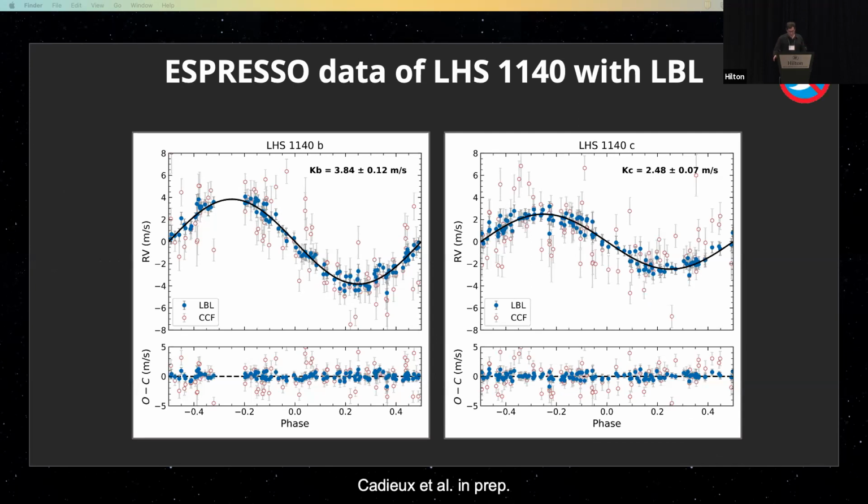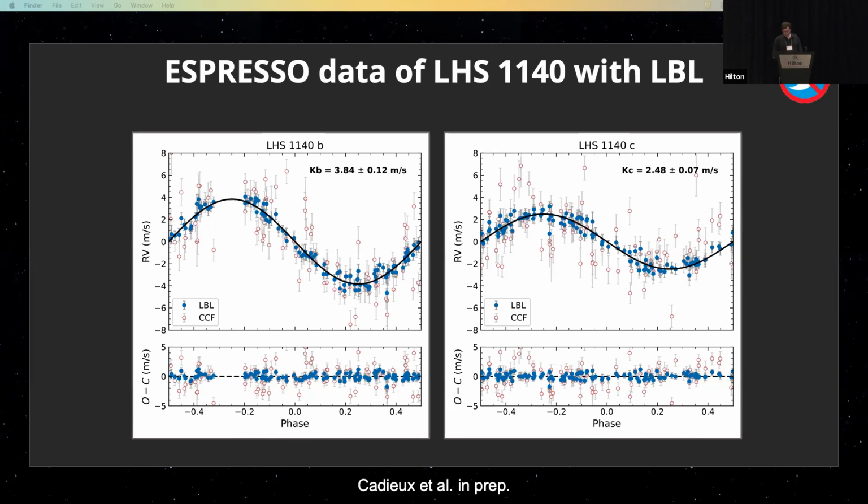We performed a Bayesian analysis to measure the planetary signal of planet B and C. As you can see, I can just show the figure and let it talk by itself. The LBL are in blue, published values from CCF are in red. And you can already see that LBL is much tighter to the orbital signal of the planet.